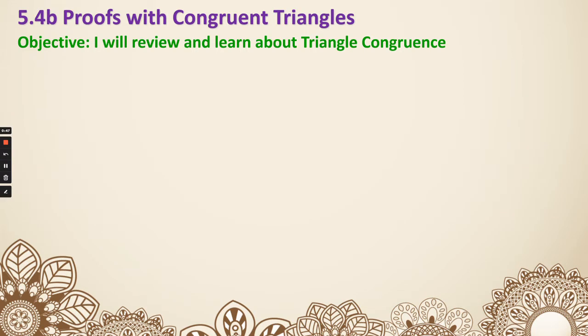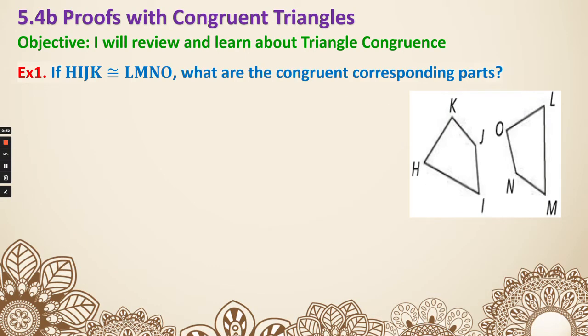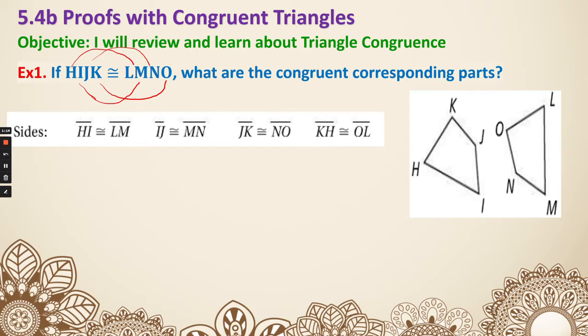Now let's have a look at example 1 to see how we write the corresponding parts. For these two figures, what are the corresponding parts? If you look at the given, H is with L, I is with M, J is with N, K is with O. Whichever letter is in the corresponding position for each shape, that means they're corresponding. So first we have sides. HI, that's the first two letters in the first shape. Then, of course, LM, the first two letters in the second shape. That's why they're corresponding. Same thing with IJ and MN.